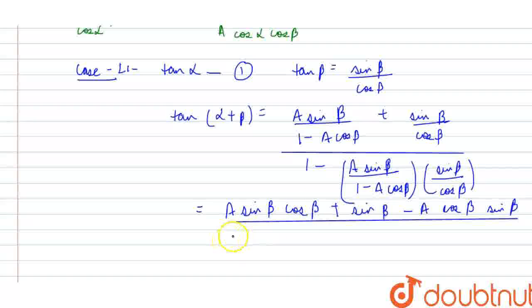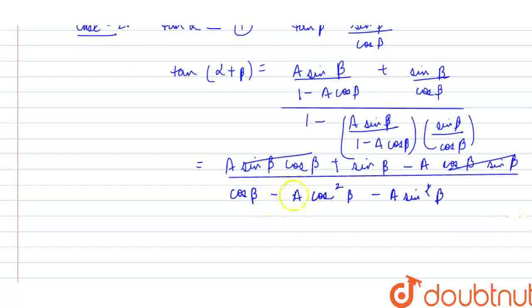So I get cos beta minus a cos beta into cos beta, which is a cos square beta, and the other term is minus a sine square beta. Now this and this will be cancelled out because it is one and the same thing. One thing to be noted here is that if I take minus a common, we'll be left with cos square beta plus sine square beta, that is nothing but 1. So we'll be using that value.